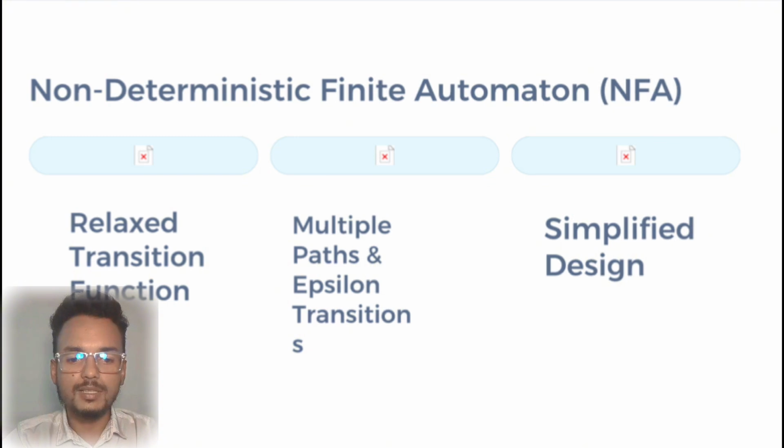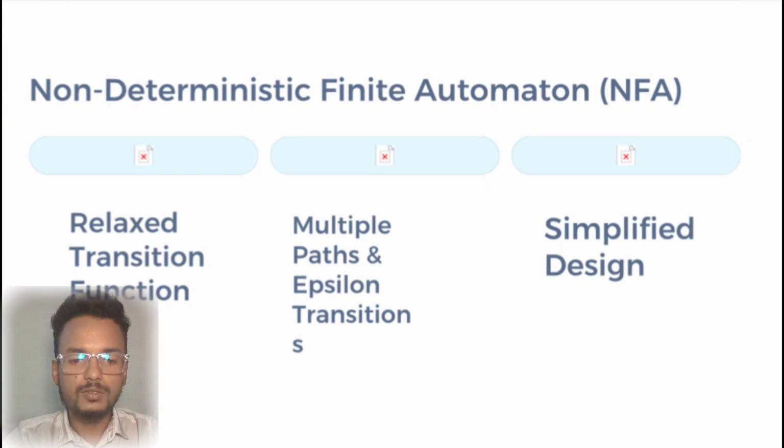Now our second slide, NFA. NFA full form is non-deterministic finite automata. Now let's talk about NFA. An NFA has the same basic structure as a DFA, with the five parts: Q, sigma, delta, Q naught, and F.